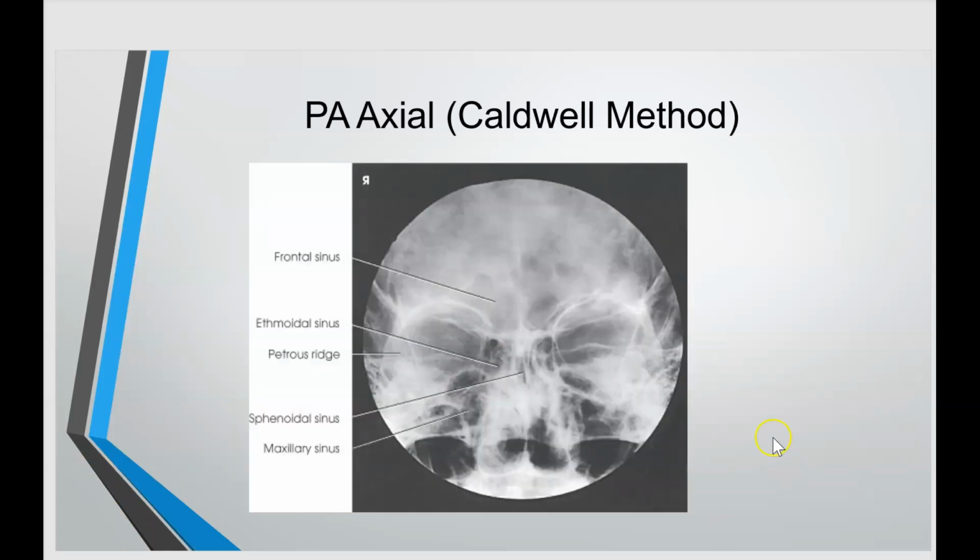Okay, another Caldwell, frontal sinuses right here, ethmoids, sphenoid. This also shows maxillary sinuses, but they're going to be obstructed by the petrous ridges. So this is not an ideal projection at all for maxillaries. Remember that petrous ridge is in the lower third of the orbits on a Caldwell.